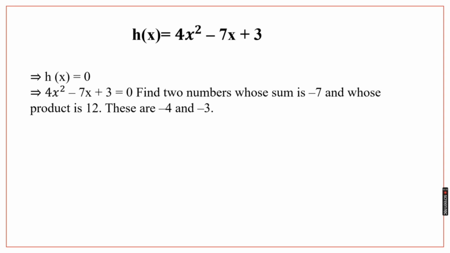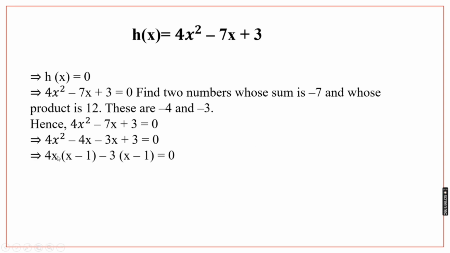So find two numbers whose sum is -7 and whose product is 12, because 12 comes from multiplying the leading coefficient of the highest degree times the constant. The constant is 3, and the leading coefficient of the highest degree is 4. So 4 times 3 is 12. Those numbers are -4 and -3. Those two numbers give us -7 as the sum, and their product is 12. So insert them in place of -7. It will be 4x squared minus 4x minus 3x plus 3 equals 0.